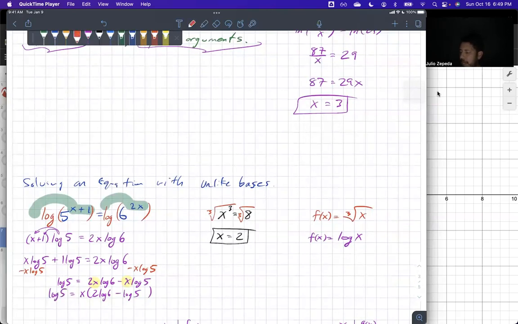And then we just divide by that factor next to the x. So I'm going to divide both sides by 2 log 6 minus log 5. Kind of a lot of stuff there to divide by. That's how these problems go. And we end up with x equals log 5 over 2 log 6 minus log 5.